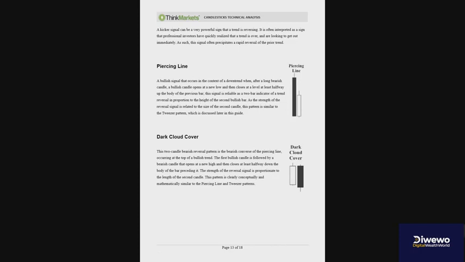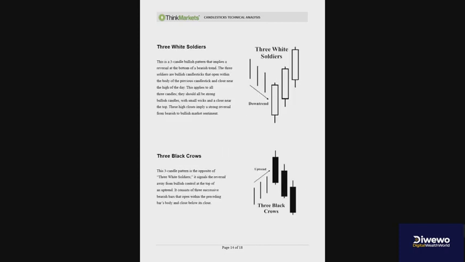And we have our piercing line and we have dark cloud cover. It's almost the same thing as bullish engulfing and bearish engulfing. You can go through this so you can get the point. So we have three white soldiers and three black crows. Three white soldiers means we have a bullish candle, consistently a bullish candle after each other, which makes it three white candles. So we call them three white soldiers. If you see this in the market, it means the market is kind of strong.